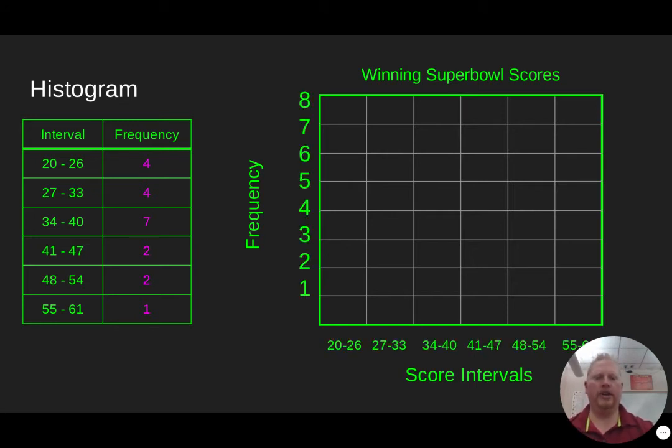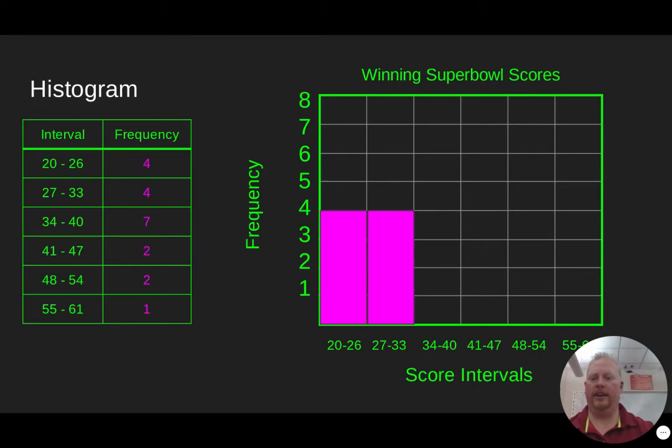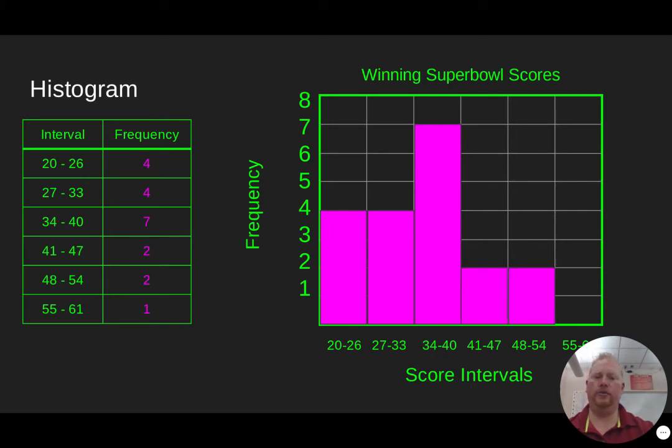Go ahead and put numbers on each one. Again, our x-axis numbers come straight from the frequency table. And it looks like our biggest value on the frequency is 7, and we already have it labeled up to 8, so that works. So now all we have to do is start putting in those values. So our first interval was 4, and then another 4, and then a 7, and then a 2, and a 2, and a 1. There's our histogram.